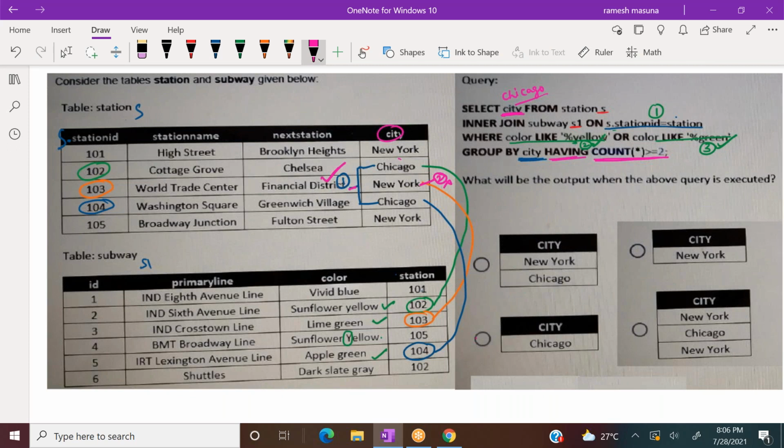Now, in which option is Chicago there? Option C. Option C is the correct answer for the question. I hope you understood. Any doubt with this question?